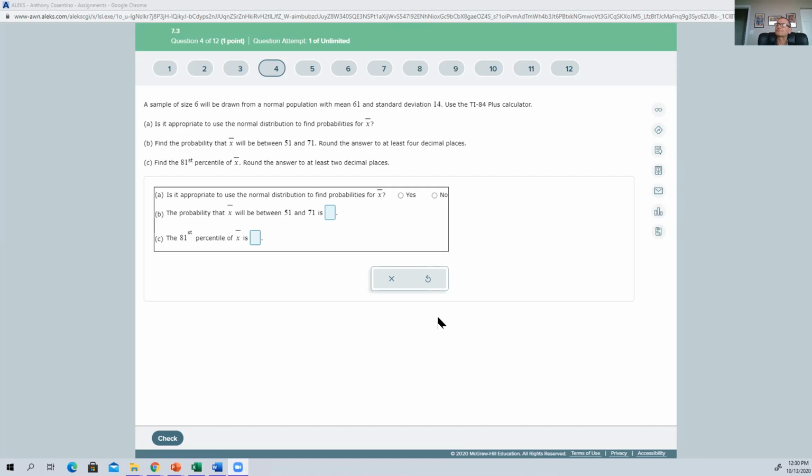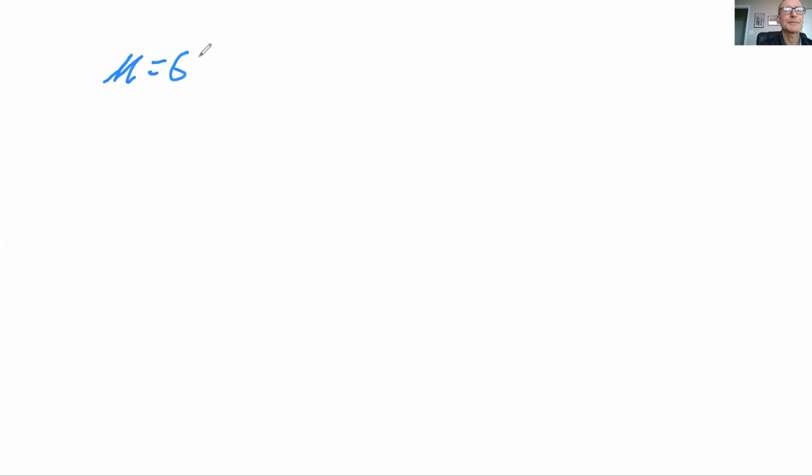So question 1 is yes, because it's a normal distribution to begin with. Question 2 says find the probabilities between 51 and 71. Our n is really small, which is just 6. So let me set this up on the whiteboard first for you. Again, we have mu of 61, and since it's a normal distribution, that would also be the mean. Standard deviation of 14, and n equals 6.